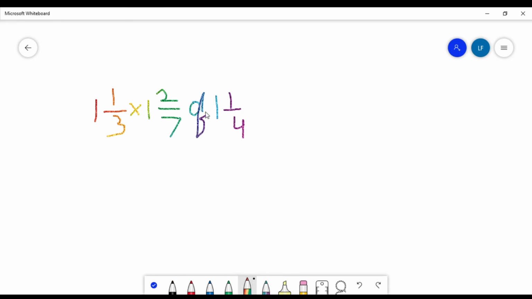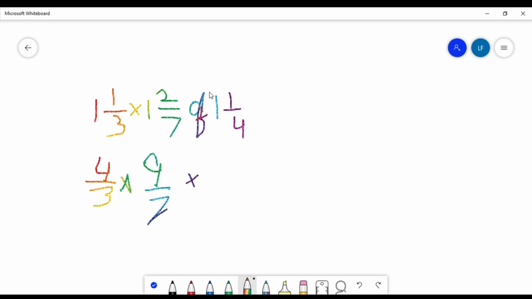Okay. Now, how do you do this sum? Well, it's easy. So you first simplify these mixed fractions, convert them into improper fractions. So 3 into 1 becomes 3. 3 plus 1 equals 4. So 4 by 3. Into 1, 2, 1 into 7 becomes 7. 7 plus 2 equals 9 by 7.